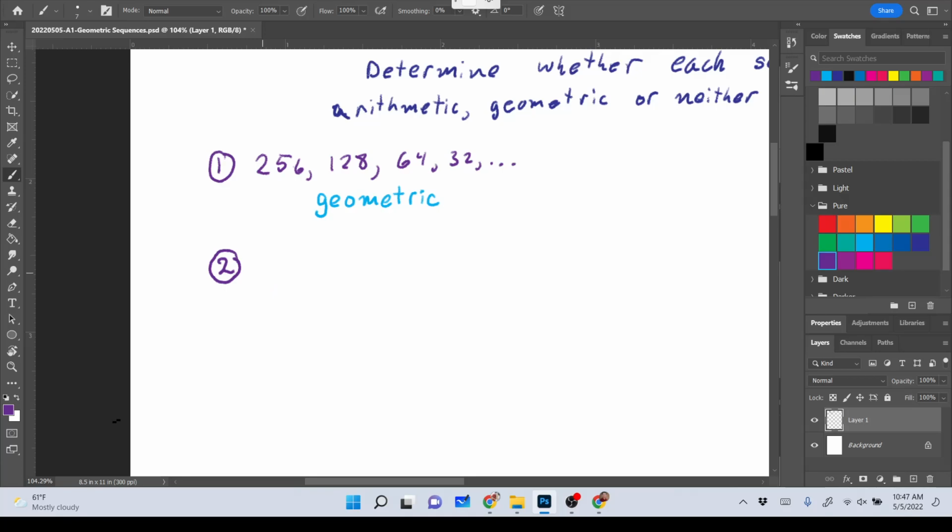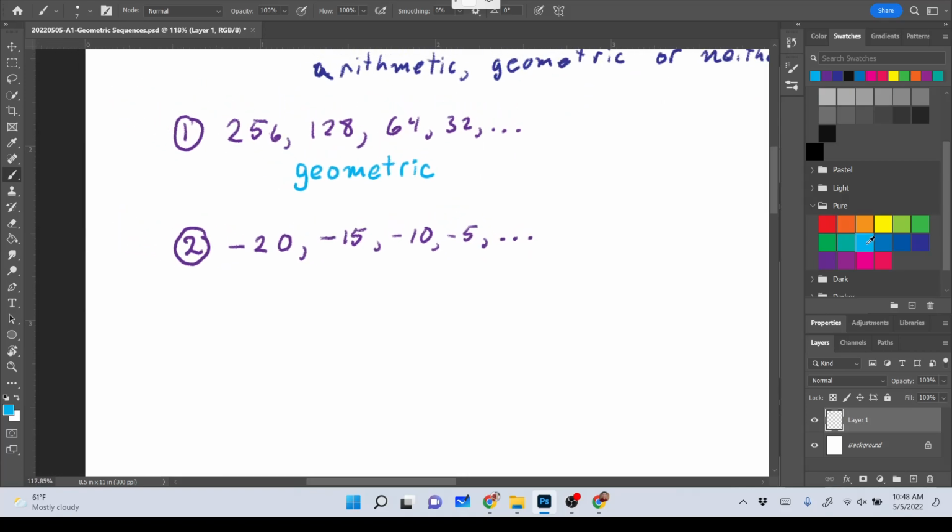And we're going to use this one instead, because this one's better. -20, -15, -10, -5. It only goes up. It goes up by 5 each time. This is arithmetic. This is an arithmetic sequence.